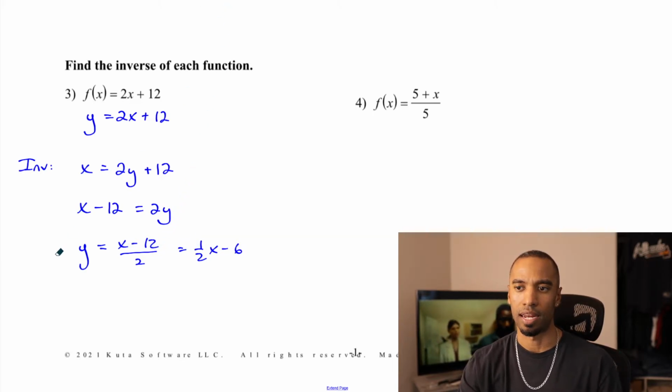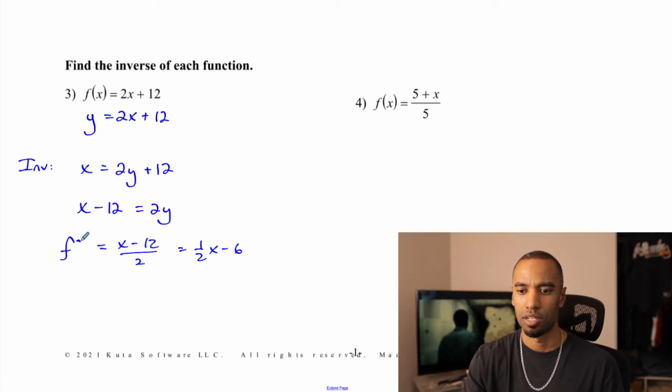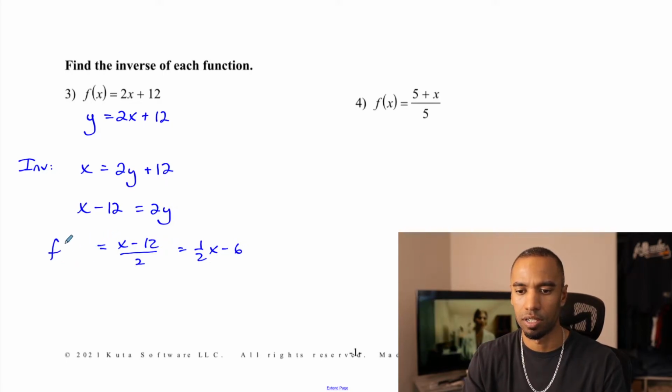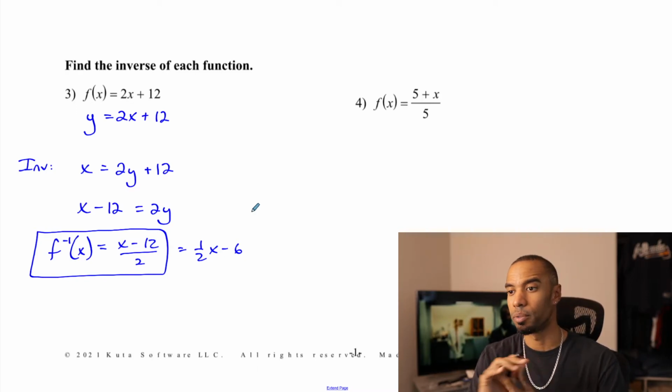Now, when it comes to writing it in its inverse notation here, we should be writing inverse of f like that. Let me try that again. That's a little unclean. Inverse of f like that. So I'd say that's a good final answer like that, or this one, of course. And that's your inverse, and we're done. I'm not doing anything more to it on that one.